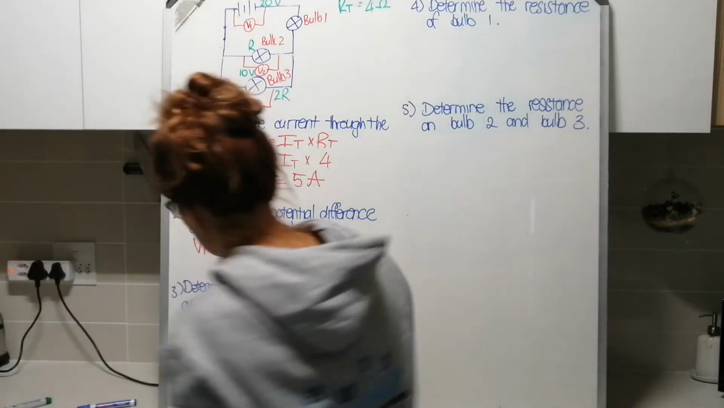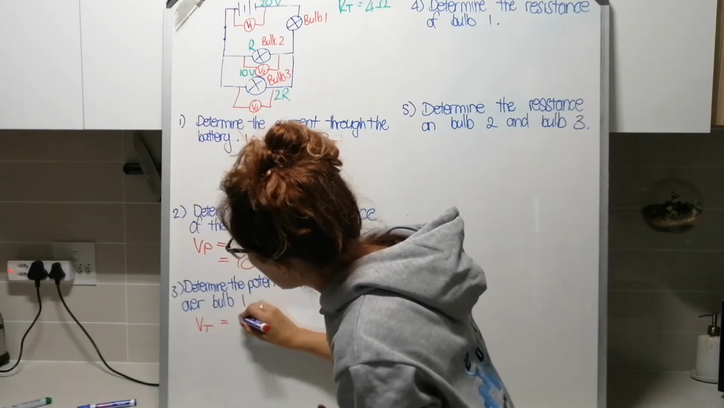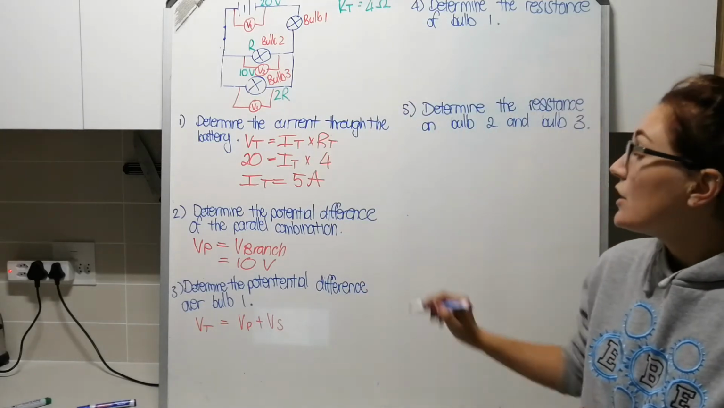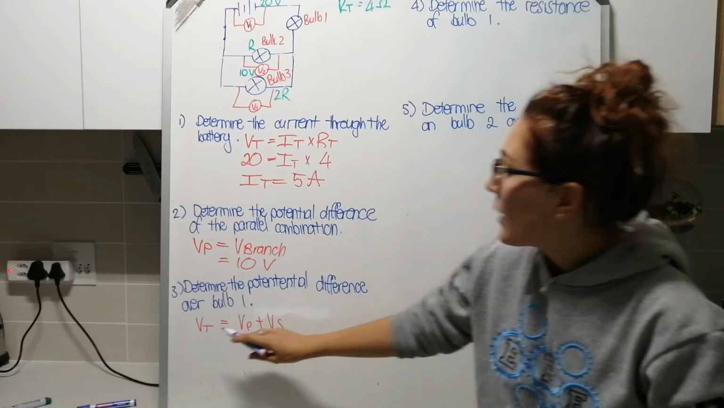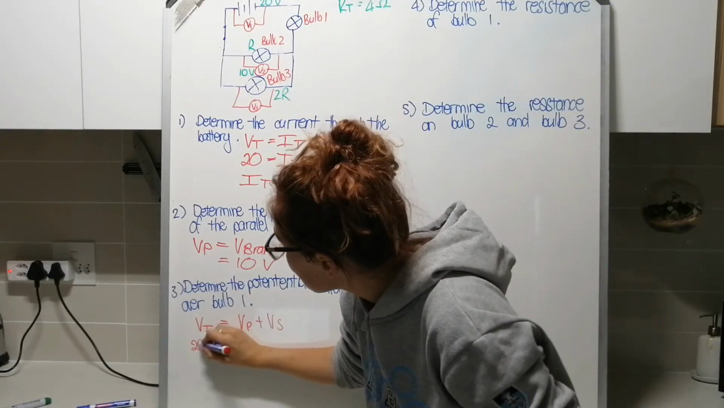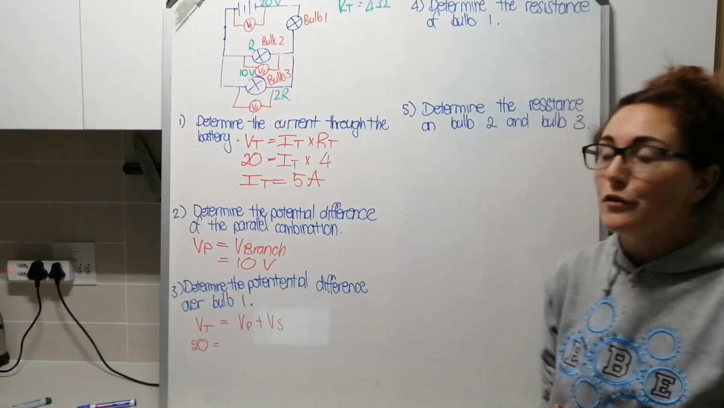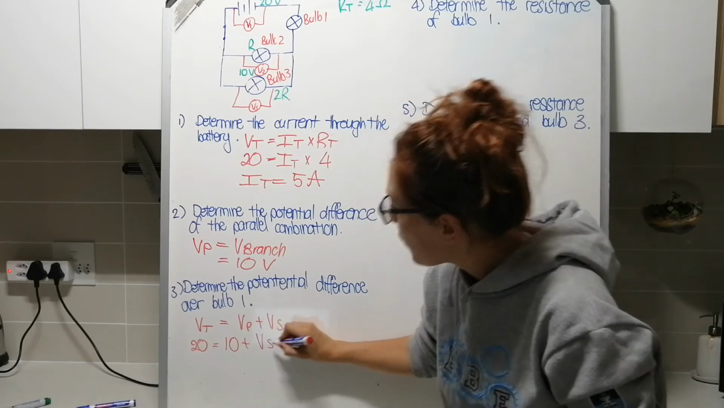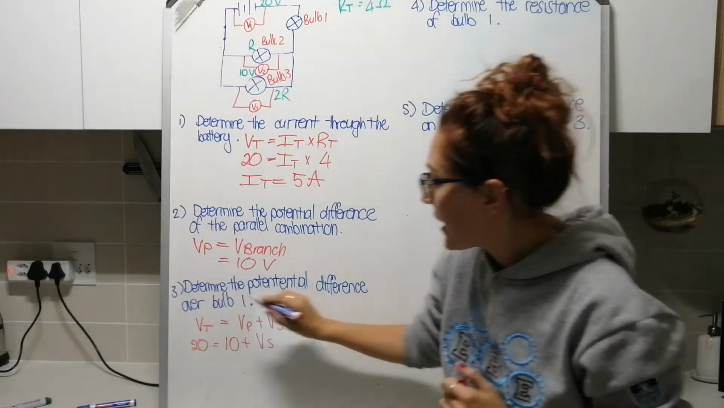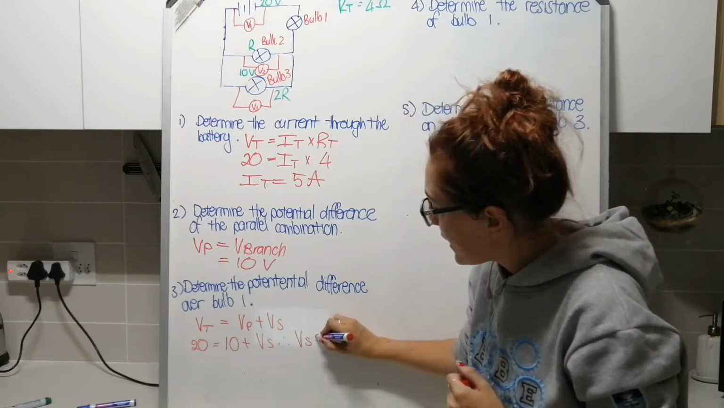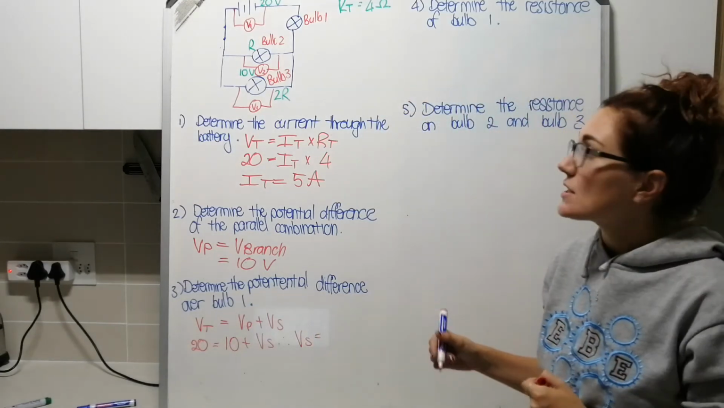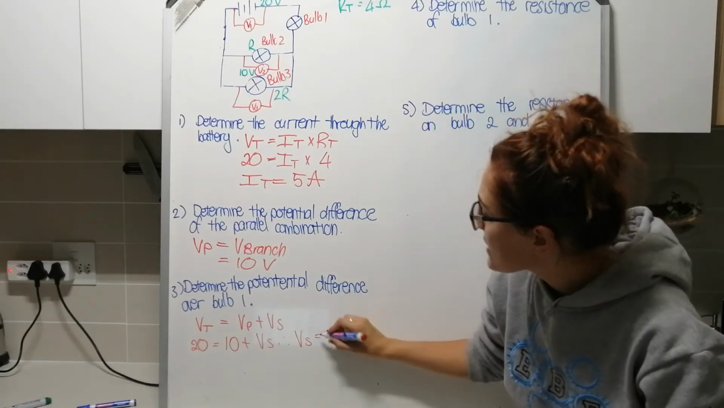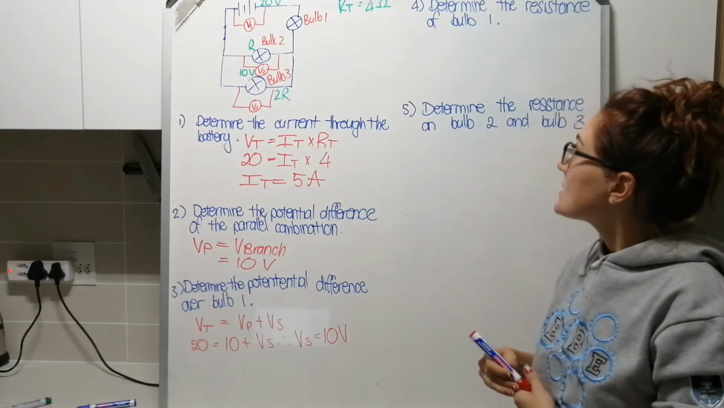So in a combination circuit, the total potential difference is equal to the parallel plus the series potential differences. So we can substitute in now. We know the total potential is 20 volts. We know that the potential difference over the parallel section is 10. And we are looking for the potential difference over bulb 1. Okay, so easy to solve. We can now say V of the series section, which is basically just the potential difference of bulb 1, because that's the only series resistor, is going to be equal to 10 volts. Okay, and that's it again.